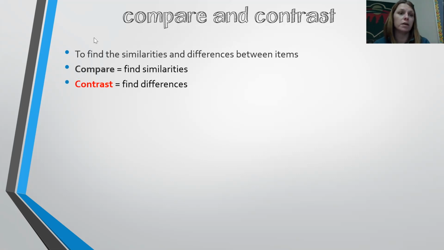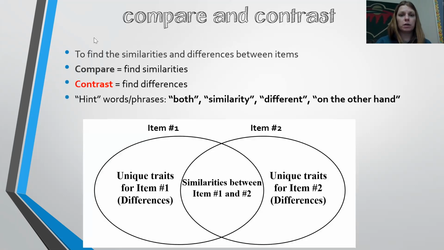When I say I want you to compare these things, I want you to tell me what's the same. If I say I want you to contrast these ideas, then how are they different? And when you are comparing and contrasting, you're doing a little bit of both. So some of the hint words and phrases are both, similarity, different, differences, or on the other hand, meaning or in contrast. And this is our visual representation of that.